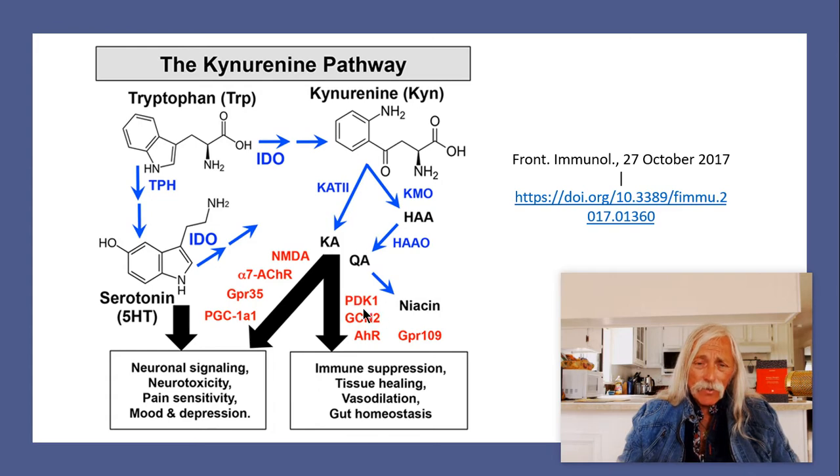But what it goes through is PDK, which is a kinase, GCN2, and that aryl hydrocarbon receptor. You're going to get immune suppression, tissue healing, vasodilation, and gut homeostasis, okay? All aiding and abetting the tumor. Through the serotonin pathway, you're going to get neuronal signaling, neurotoxicity, pain sensitivity, mood, and depression, also leading directly from this kynurenine turning on by that IDO pathway. And you're going to work through the kynurenine pathway with the NMDA receptor, the alpha-7, aryl receptor, GPR35, and the PGC1 alpha-1, which is also utilizing fatty acid metabolism.